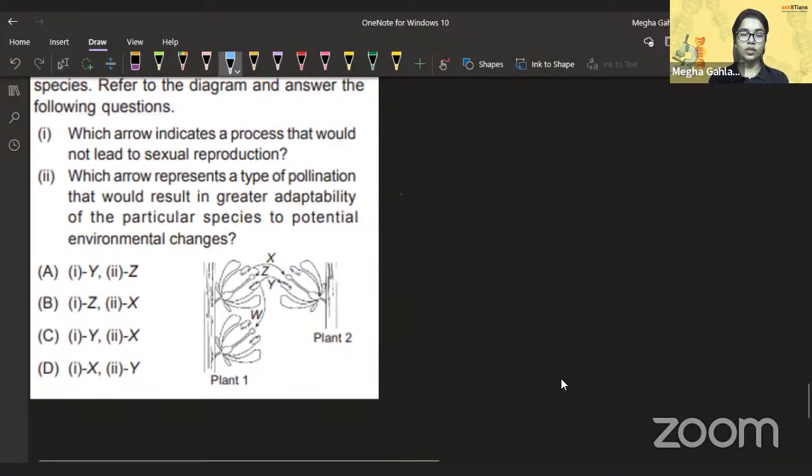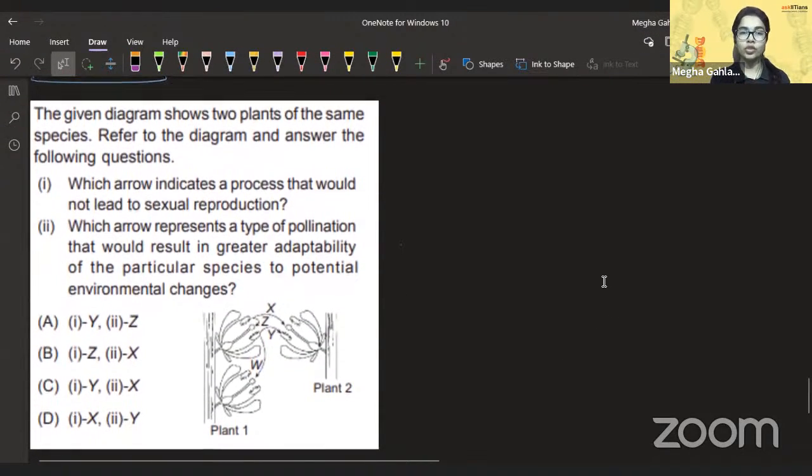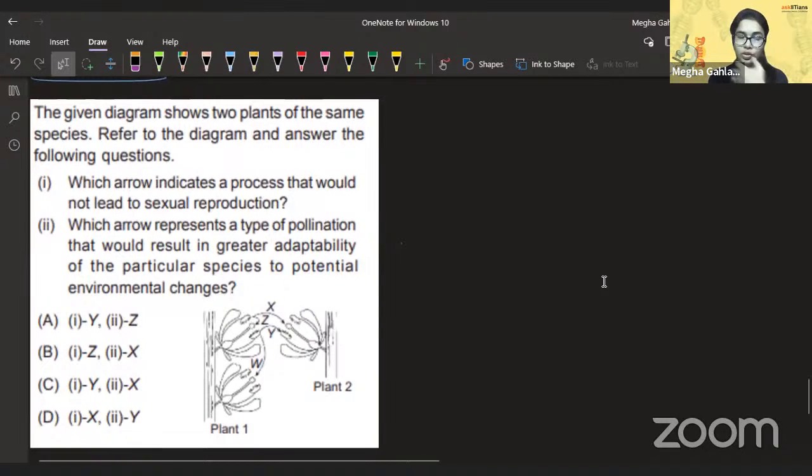Right. So, as I said, the question was: the given diagram shows two plants of the same species. Refer to the diagram and answer the following questions. The two plants are there and both are of the same type, okay? Which arrow indicates the process that would not lead to sexual reproduction, and which arrow represents a type of pollination that would result in great adaptability of a particular species to potential environmental changes.